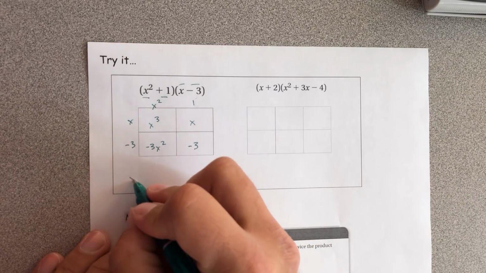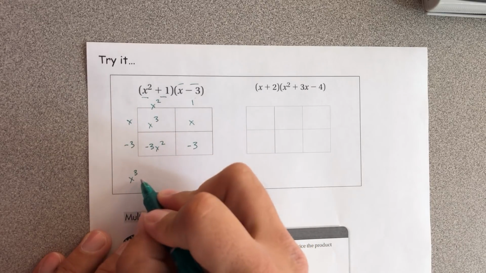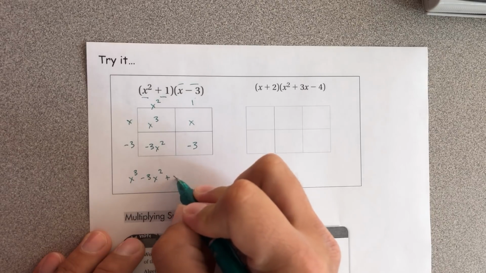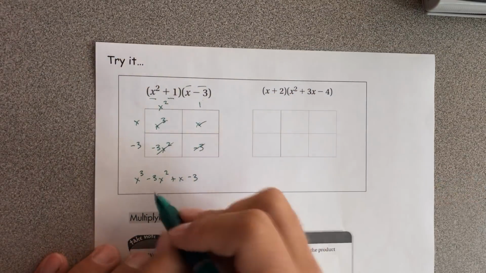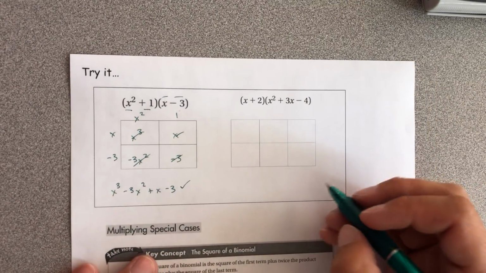x cubed, that's my only cubed. Minus 3x squared, that's my only x squared. x is my only x, so plus x, and minus 3 is my only constant. So I've used all four. There's my final answer. Okay, second table.